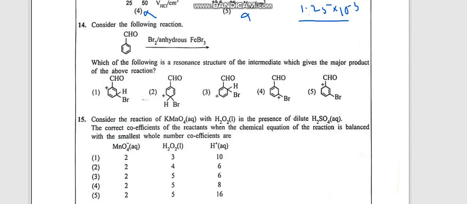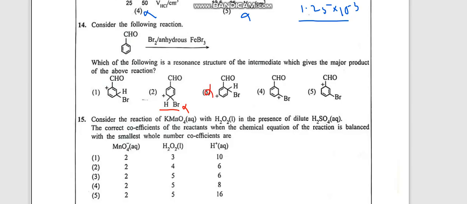Now let's see the 14th one. Consider the following reaction. Now here you can see benzaldehyde. It is reacting with Br2. The aldehyde is a meta directing group, so Br should obviously come in the meta position. They are asking which of the following is the resonance structure of the intermediate which gives the major product of the reaction. So it should be a meta product. Then it can't be in ortho or para positions.